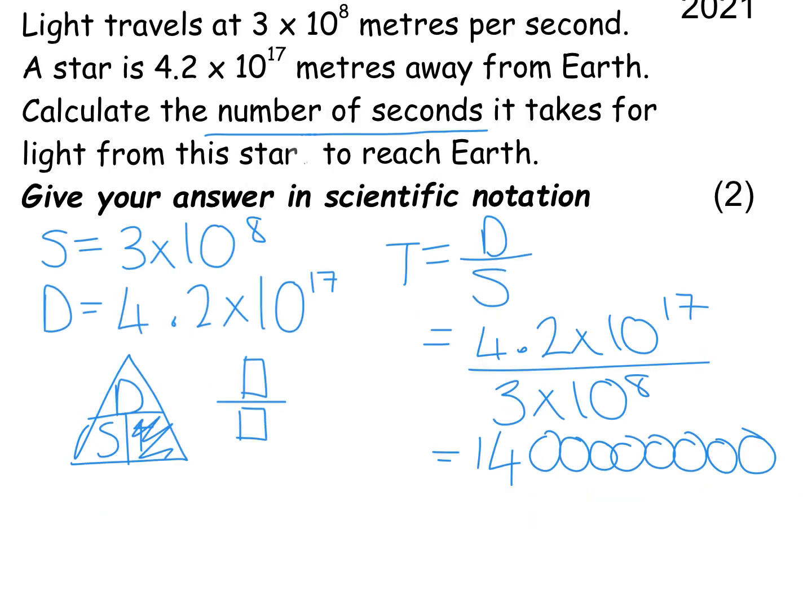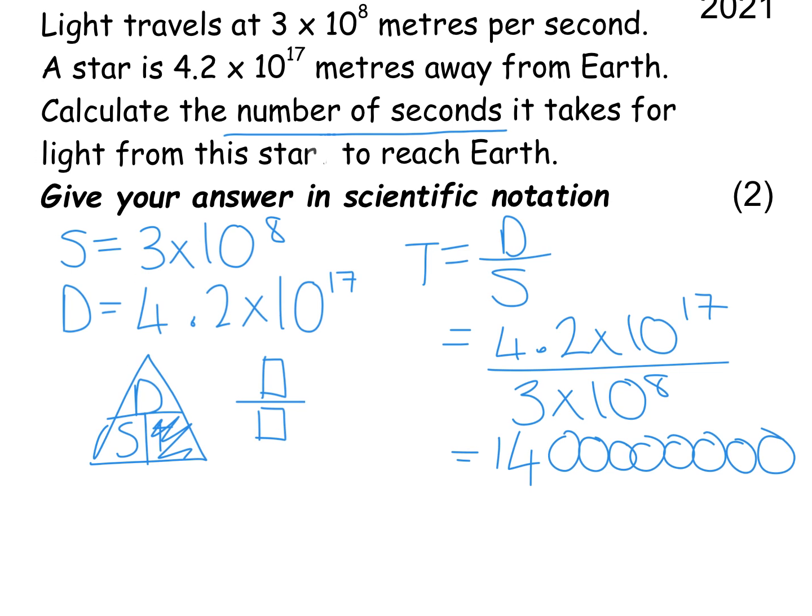Now, the question said to give your answer in scientific notation, so the one last thing I need to do is write it as 1.4, so decimal point after the first digit, times 10, and the power is how many places it is moved from here to here. If you remember I said it had 8 zeros, so that means it's got 9 places to go. So my final answer is 1.4 times 10 to the power 9. So that was last year's question.